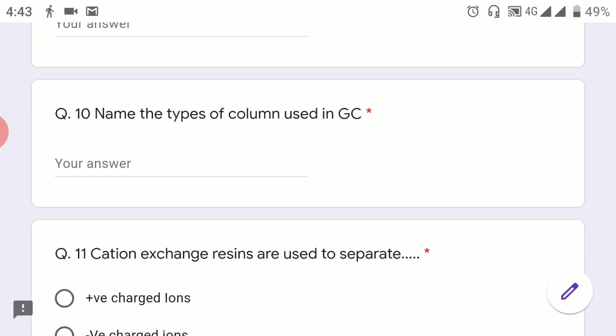Now, name the types of column used in GC. So the simple answer was tubular column and capillary column, or you can further classify them as PLOT, porous layer open tubular column, then wall coated open tubular column, and then you can write down the capillary column. So the answer was very simple, in one line.